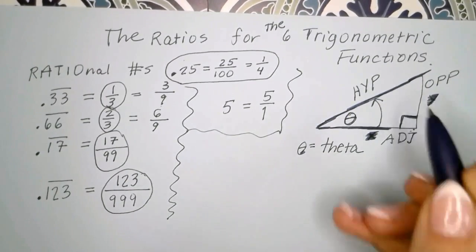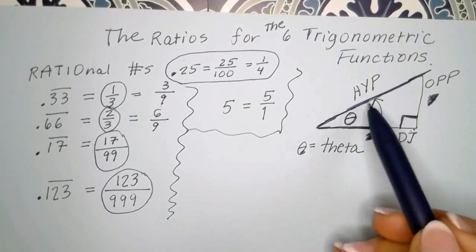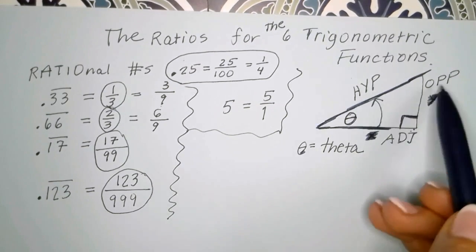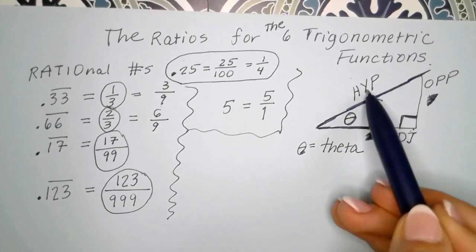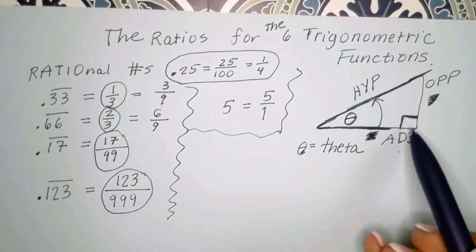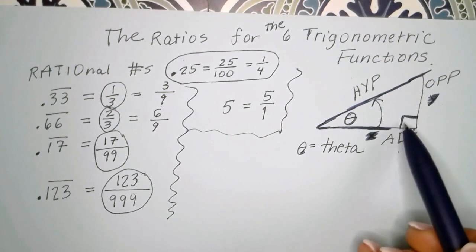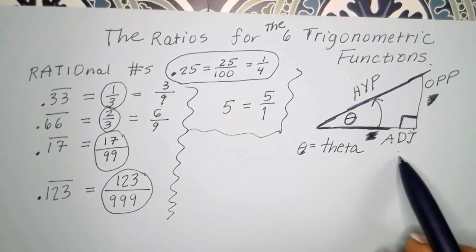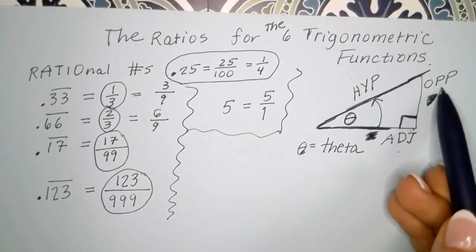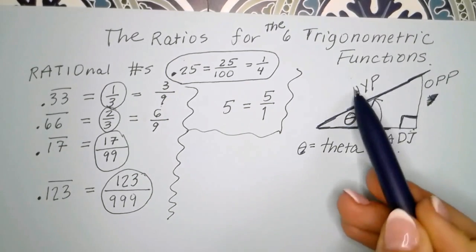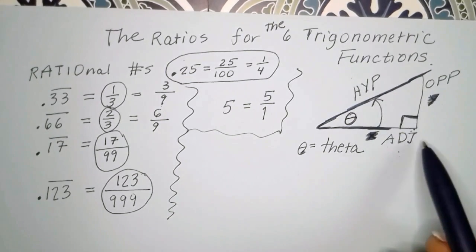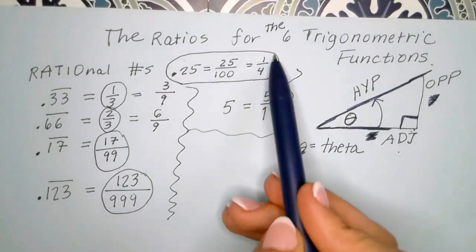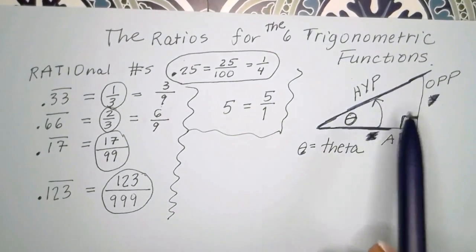Adjacent. Okay. Now, if I have three different things, hypotenuse, opposite, and adjacent, and I want to make groups of two, how many ways can I match them up? Three. Not just three. If order matters, really six. So I could do adjacent with opposite or opposite with adjacent, hypotenuse with opposite or opposite with hypotenuse, and adjacent with hypotenuse or hypotenuse with adjacent. Well, if there's six ways to combine these, that's why there's six trig functions. They're each a different way to stack the ratio that we're dealing with over here.